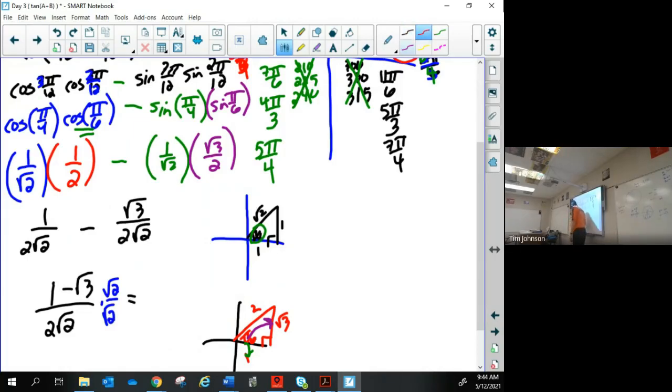Right, that's what I rationalize. Remember that has to be distributed. Square root of 2 minus the square root of 6 all over 2 square roots of 4. Square root of 4 is 2. 2 times 2 is.